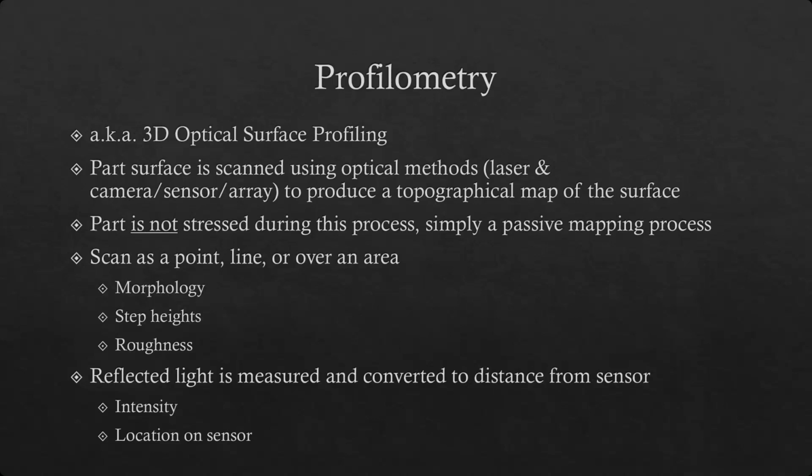Cap heights, roughness. Okay, roughness, again, probably more of a manufacturing thing. But here, essentially, light is shined on the part, and it's converted to a distance from the sensor by its relative intensity and the location where it hits on a sensor. So, light hitting a surface.